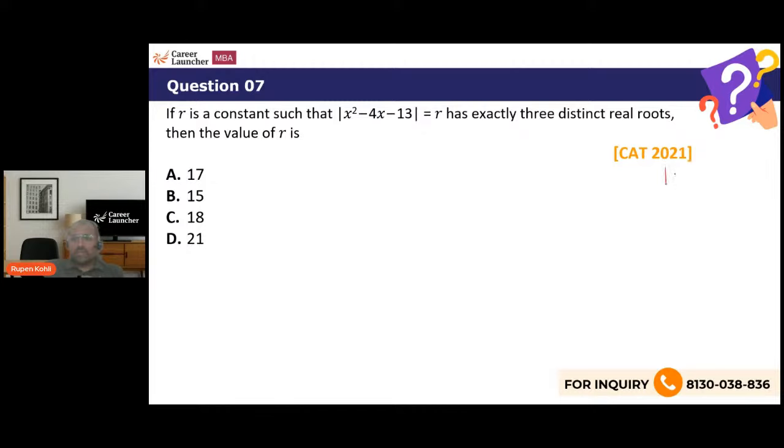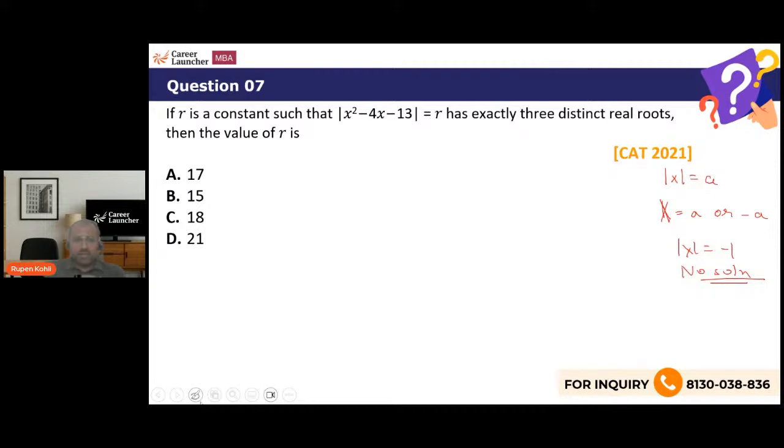If mod of anything equals a constant a, then x is either equal to a or equal to negative of a, as long as a is positive. Remember, this does not hold true if a is negative. For example, if mod of x equals minus 1, then we don't say x is either minus 1 or plus 1. That is wrong. This has no solution. Mod x is never negative.